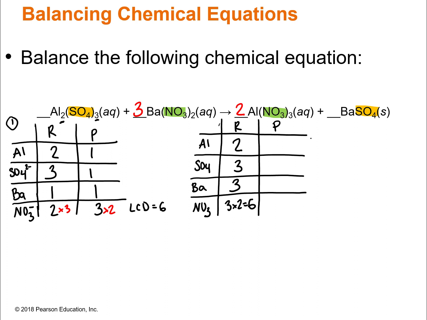Product side, we've got a 2 in front of the aluminum nitrate. So we've got 2 times 1 gives us 2 aluminums. And 2 times 3 gives us 6 nitrates. Make sure you write it in the right category, y'all. It's very easy to just write it all in a row. But that's why you got to pay attention to detail and check your work.